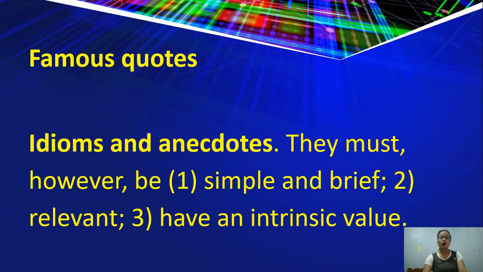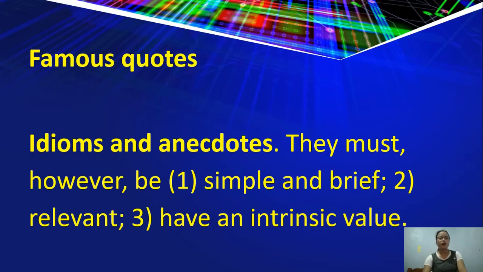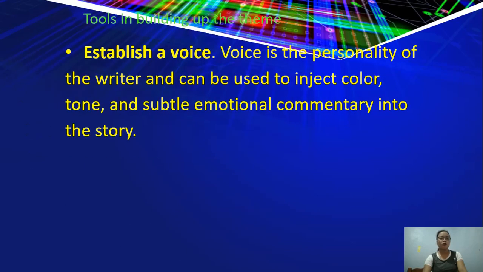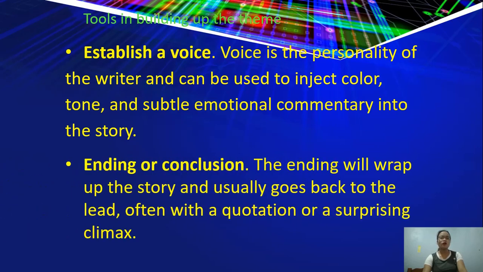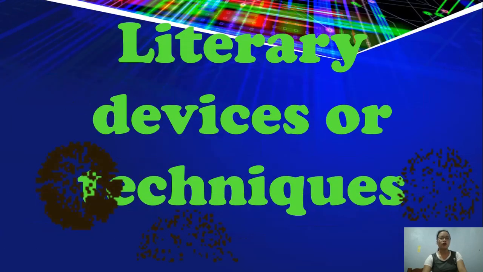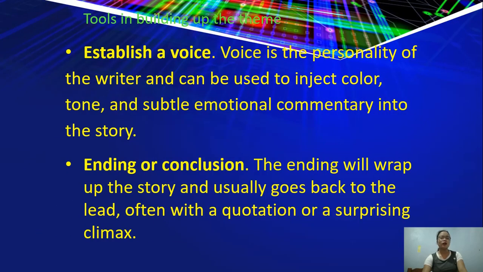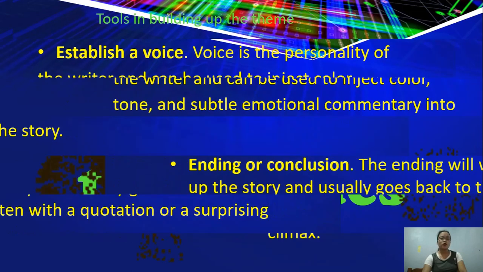Next, use of famous quotes, idioms, and anecdotes. Idioms and anecdotes must be simple, brief, relevant, and have an intrinsic value. Another tool is to establish a voice. Voice is the personality of the writer and can be used to inject color, tone, and subtle emotional commentary into the story. Using our voice and personality adds color to the theme of the feature article.